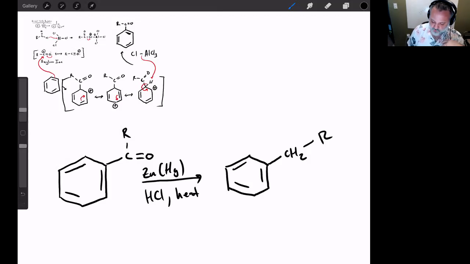So even if this R group is a longer chain of carbons without any branching, I can successfully install it with this series of reactions. This would be a challenge to do with alkylation, but it's pretty straightforward to do with acylation.